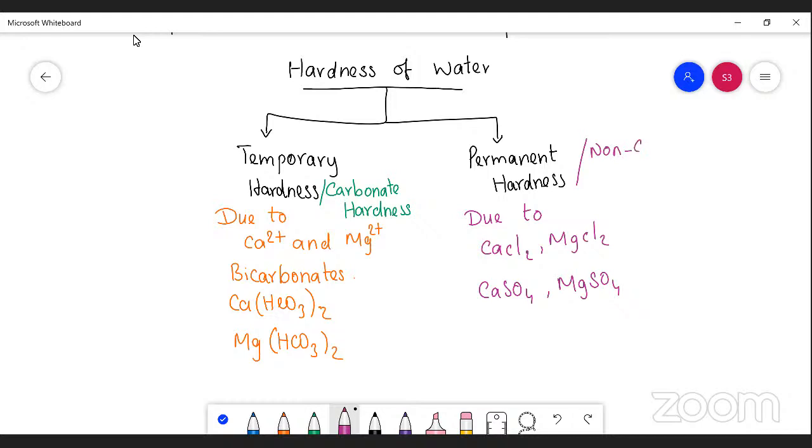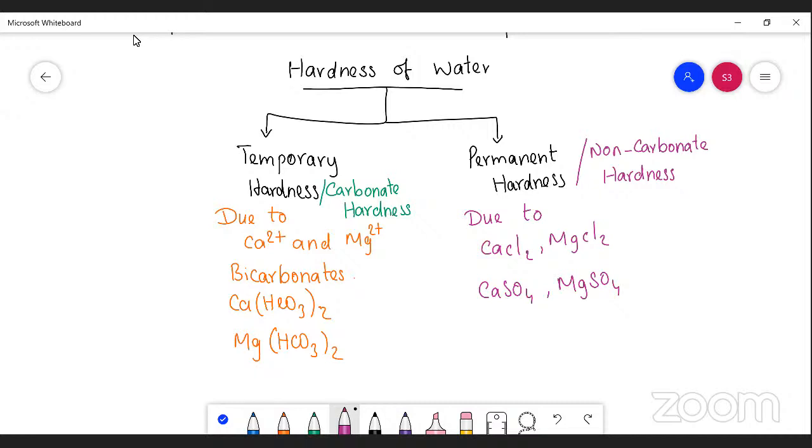So it is very simple. Due to the presence of bicarbonates in water, the hardness is produced; we call this carbonate hardness, and it is a temporary hardness. Why do we call this temporary hardness? By boiling the water, these salts get deposited at the bottom, so we can easily remove the temporary hardness. So it is temporary hardness.